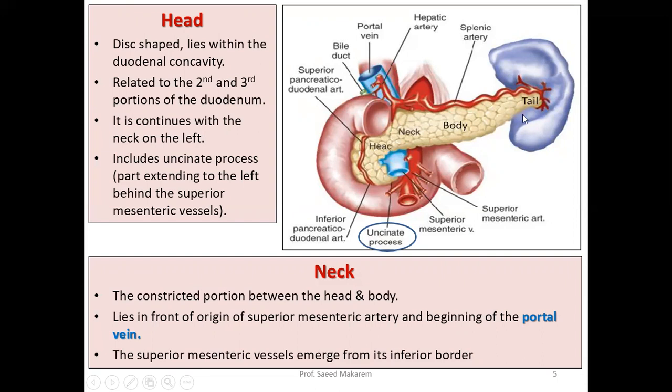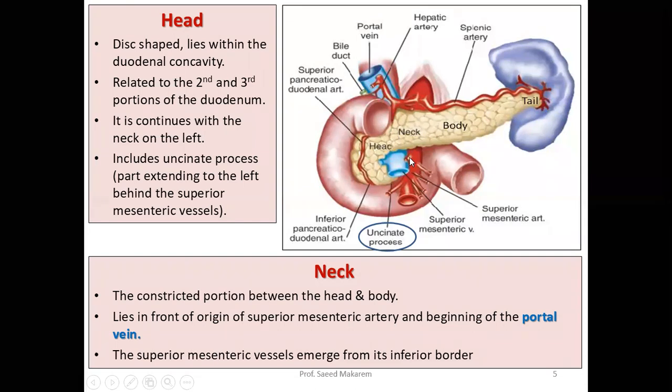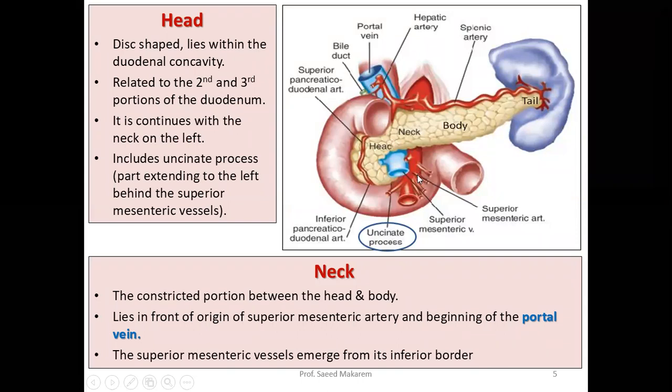So this is the superior mesenteric vein, and here will be the splenic vein joining together to form the portal vein. But the artery will be down here. So this might be the artery. Here they are shown. So this is the aorta. The big artery is the aorta, and in front of that will be the superior mesenteric artery, as well as this is the superior mesenteric vein.